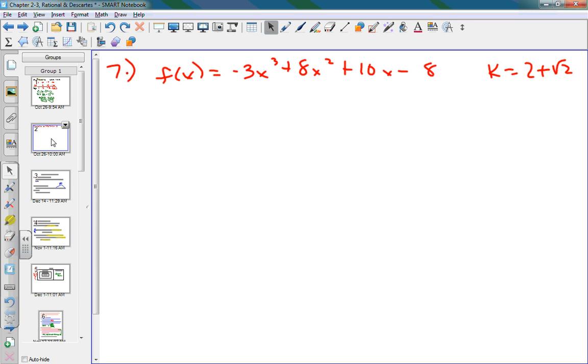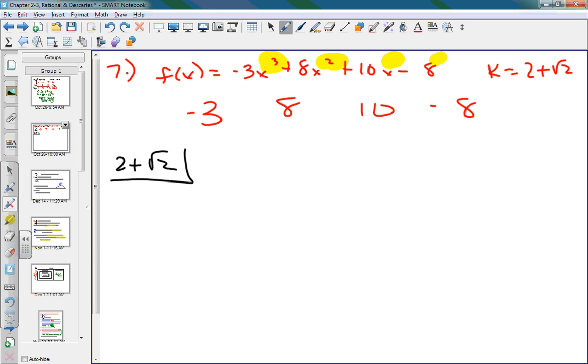So what we have to do is I want you to do synthetic division of this thing. And am I missing any powers? 3, 2, 1, 0. Am I missing any powers? Nope. Negative 3, 8, 10, negative 8. So I drop the first one down, and I get what? Negative 3.